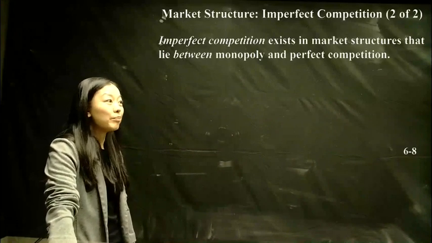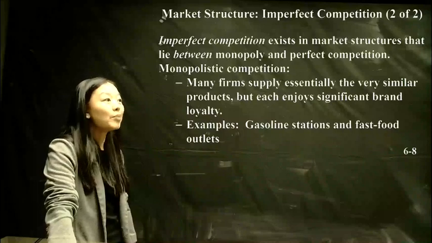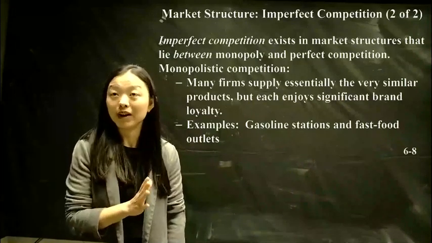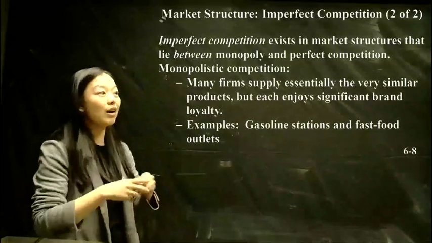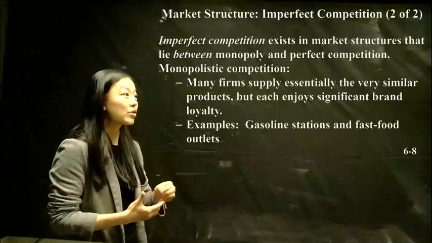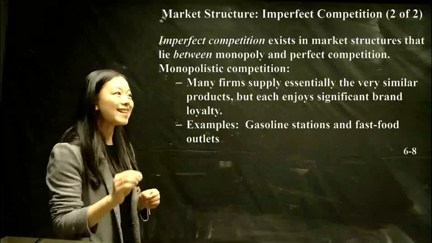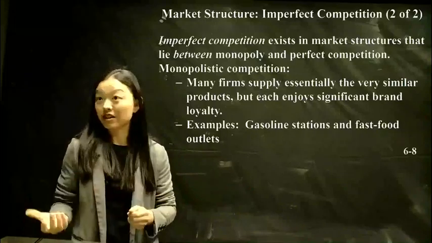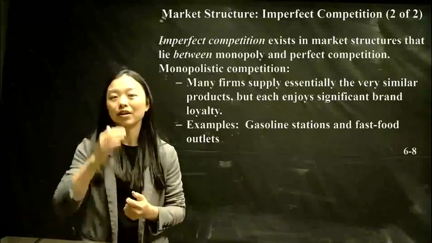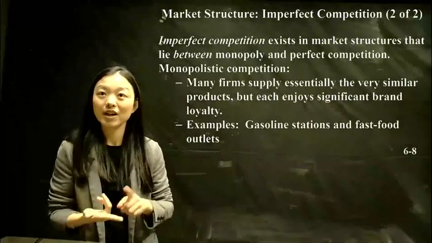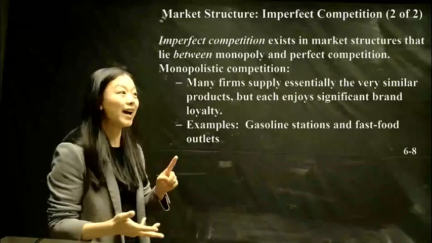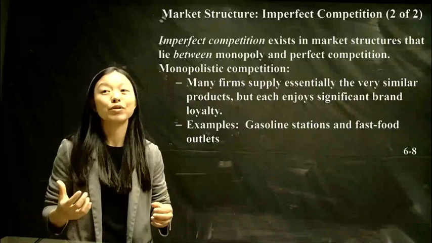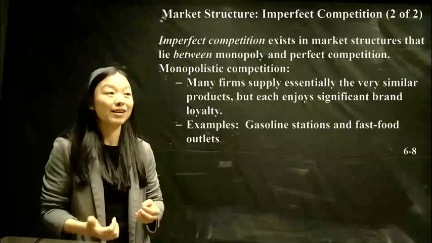Another type of imperfect competition is monopolistic competition. Monopolistic competition is totally different from monopoly, okay? Monopolistic competition means there are a lot of firms supplying essentially very similar products, but each enjoys significant brand loyalty. For example, we have gasoline stations, fast food outlets, and the coffee shop Starbucks. We have the coffee culture. We have Dutch Bros, right? They offer very similar products, but consumers probably have a strong or significant brand loyalty.